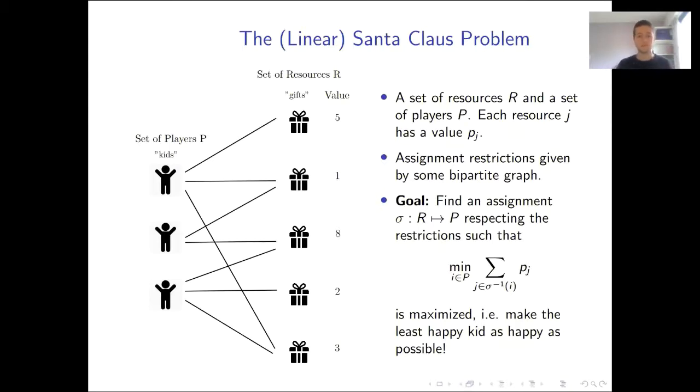And we want to assign the resources to players in order to maximize the happiness of the least happy player. The happiness of a player is simply the sum of values of resources that he gets. We want to maximize the minimum. It's called the Santa Claus problem because you can imagine that resources are gifts that you have to distribute among the players that are kids, and you want to make the least happy kid as happy as possible.